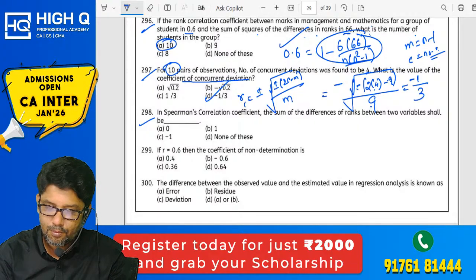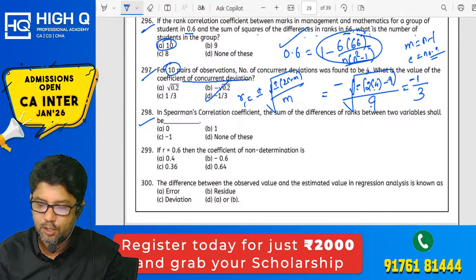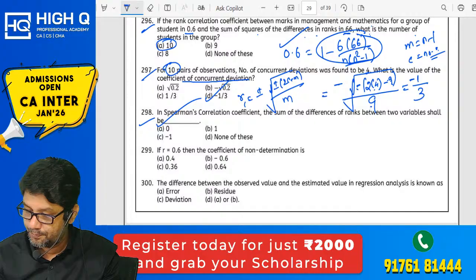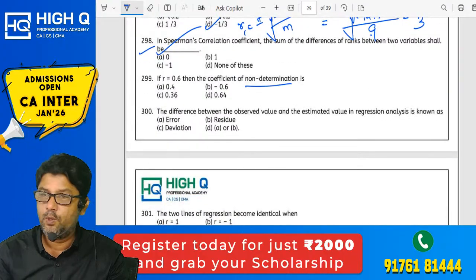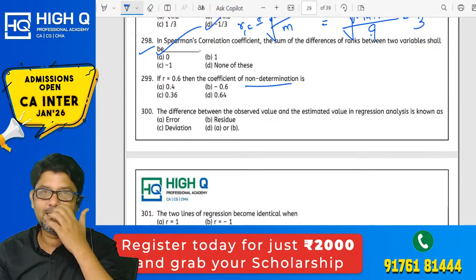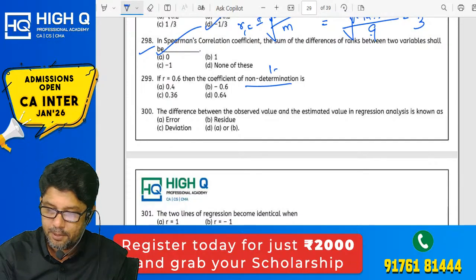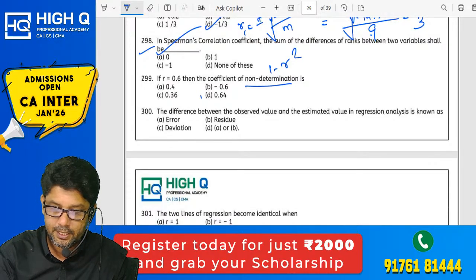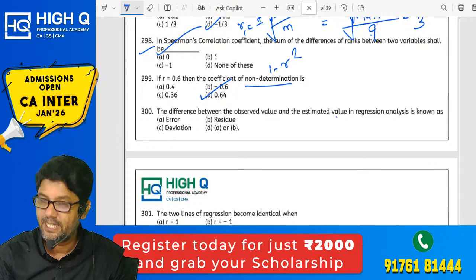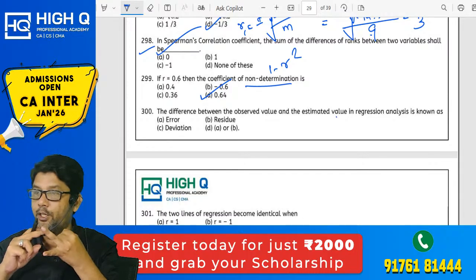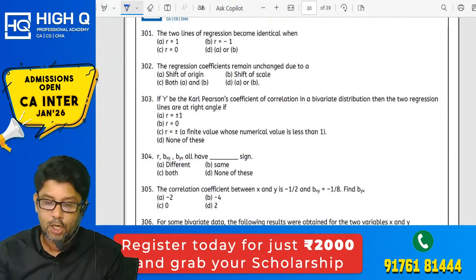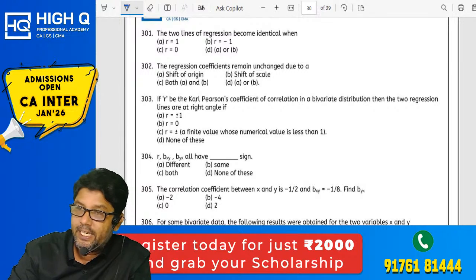Now, in Spearman's correlation coefficient, the sum of the difference of the ranks between two variables shall be what? 0. In the past few attempts, they are not asking about non-determination at all. If they ask, it's a jackpot for you. What is non-determination? 1 minus r square. Is it equal to 0.64? The difference between the observed value and the estimated value is called error or residue. A or B. The two lines of regression become identical when r is equal to what?